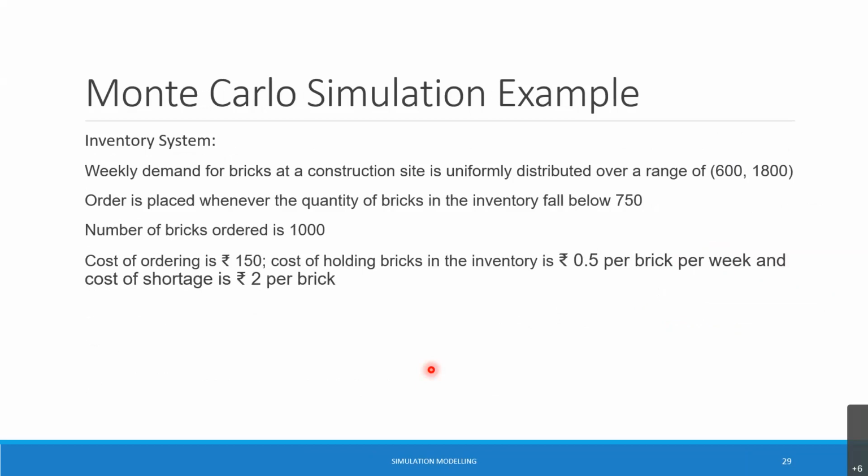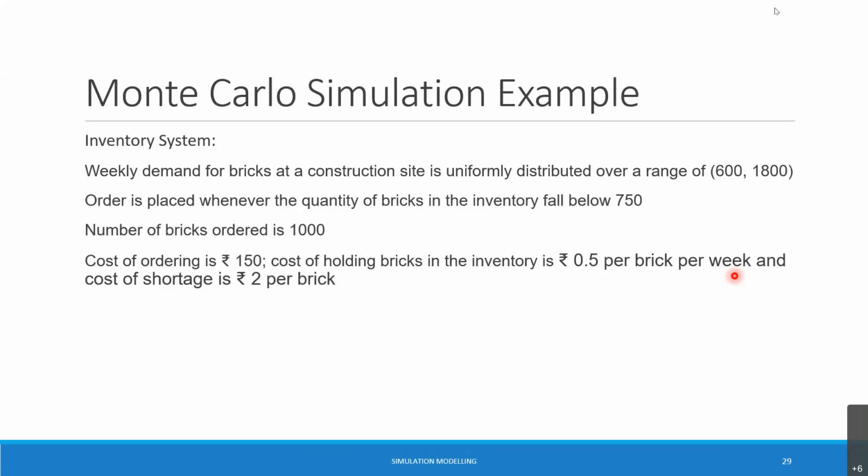I'll just take a very elementary example of an inventory control system, a small numerical problem. Assume that in a construction site there's demand for bricks, and the weekly demand of bricks is uniformly distributed in the range of 600 to 800. The number of bricks required in a given week could range between 600 and 800 uniformly.